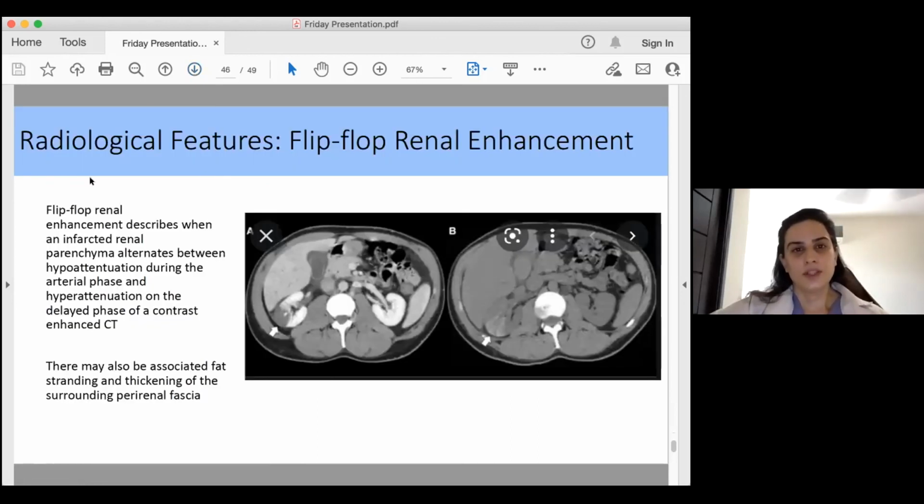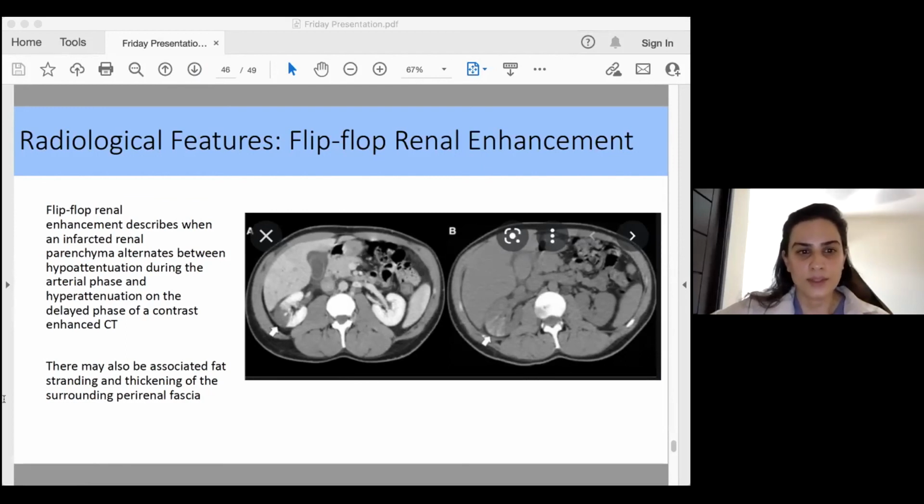So there was a radiological feature that I came across in the literature. It's called flip-flop renal enhancement. Flip-flop renal enhancement describes when an infarcted renal parenchyma alternates between hypoattenuation during the arterial phase, which is when the contrast is flowing through, and hyperattenuation on the delayed phase of a contrast-enhanced CT, that being when the contrast is actually passing from the arteries onwards. There may also be associated fat stranding and thickening of the surrounding perirenal fascia. So this is apparently the flip-flop phase.